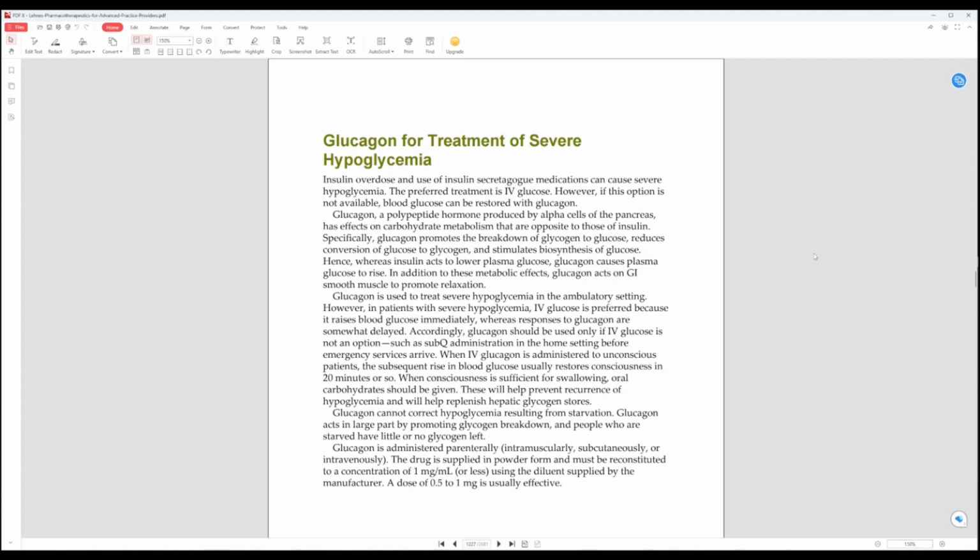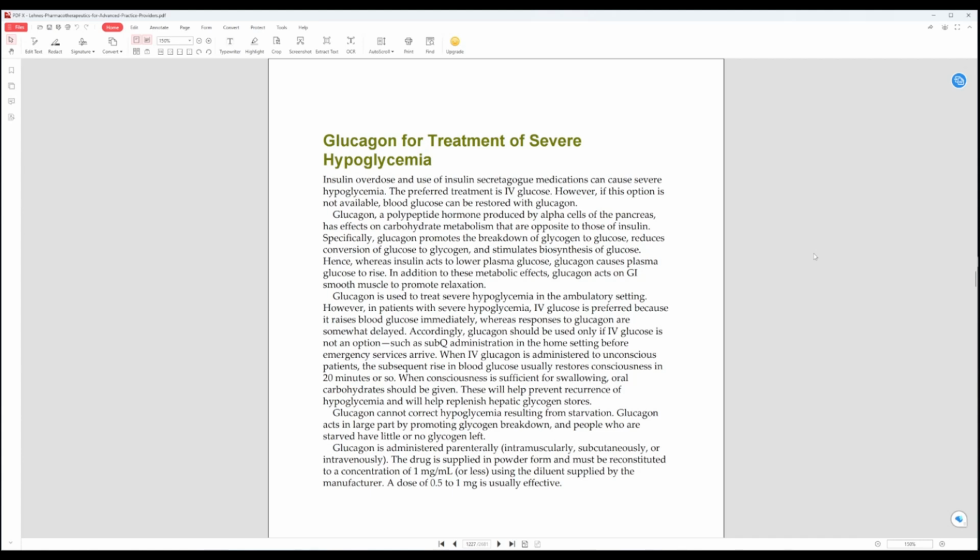When IV glucagon is administered to unconscious patients, the subsequent rise in blood glucose usually restores consciousness in 20 minutes or so. When consciousness is sufficient for swallowing, oral carbohydrates should be given. These will help prevent recurrence of hypoglycemia and will help replenish hepatic glycogen stores. Glucagon cannot correct hypoglycemia resulting from starvation. Glucagon acts in large part by promoting glycogen breakdown, and people who are starved have little or no glycogen left.